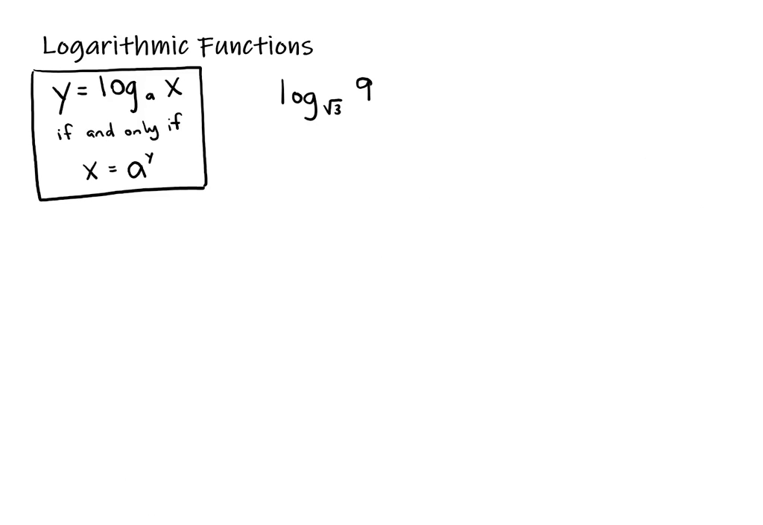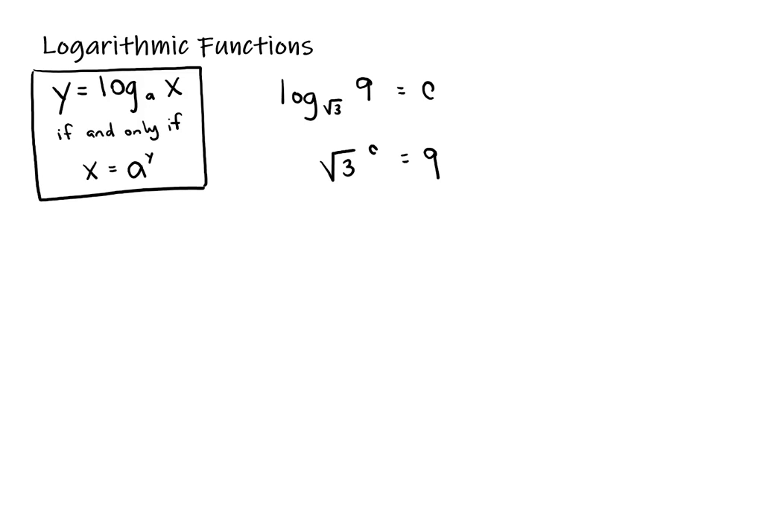Our next question asks us to find log base radical 3 of 9. So once again, let's just choose a value like c, and then we're going to rewrite this. The base to the power of c is equal to 9. And then we're going to try to rewrite this with the same base on each side.